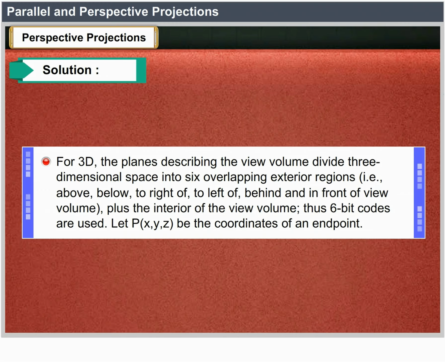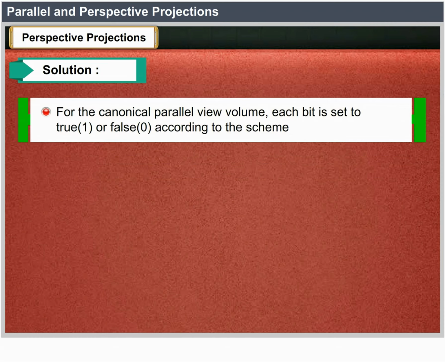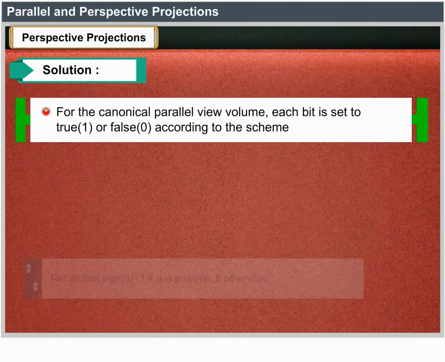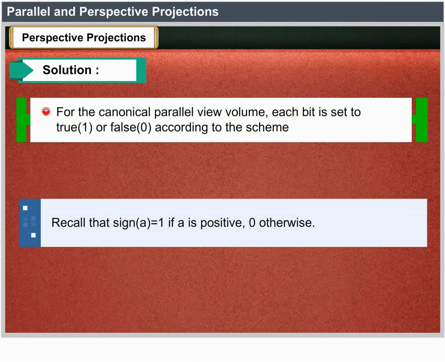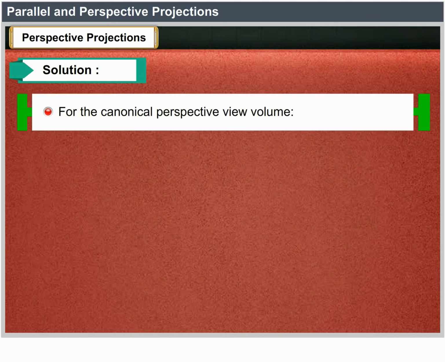Let P, X, Y, Z be the coordinate of an endpoint. For the canonical parallel view volume, each bit is set to true 1 or false 0 according to the scheme as follows. Recall that sin A equals 1 if A is positive, 0 otherwise. For the canonical perspective view volume, the scheme is as follows.